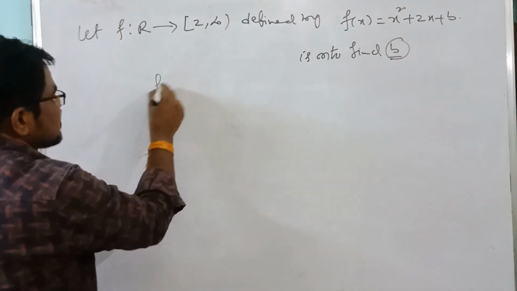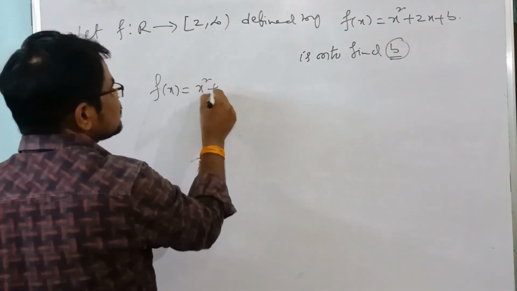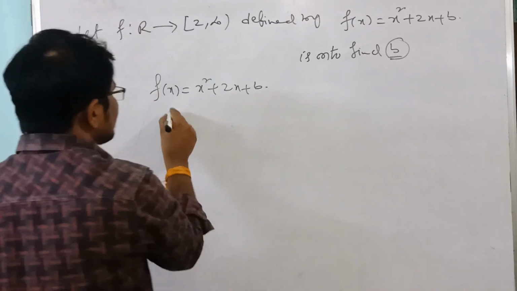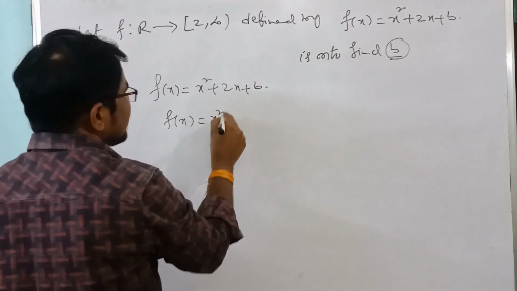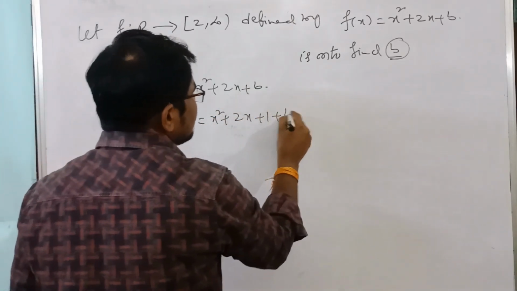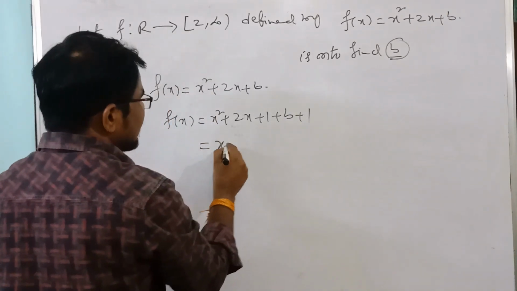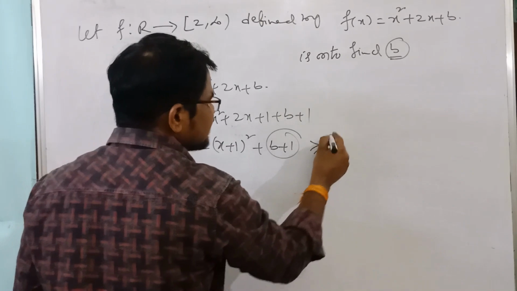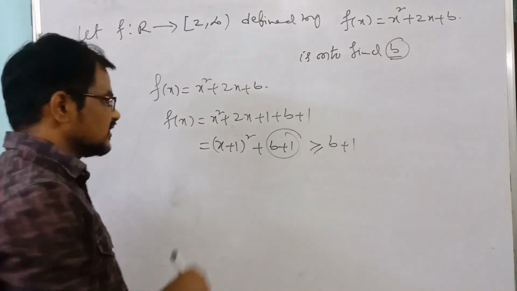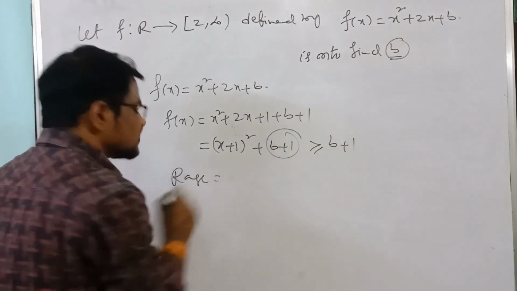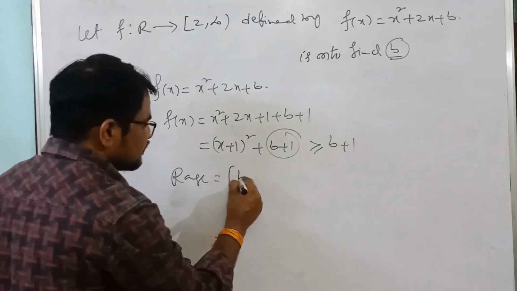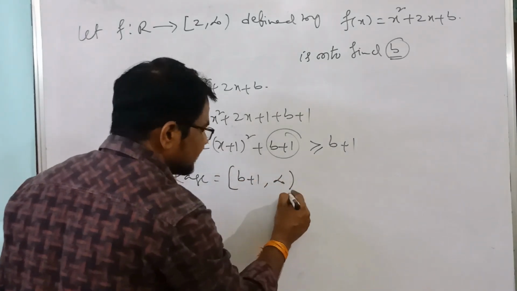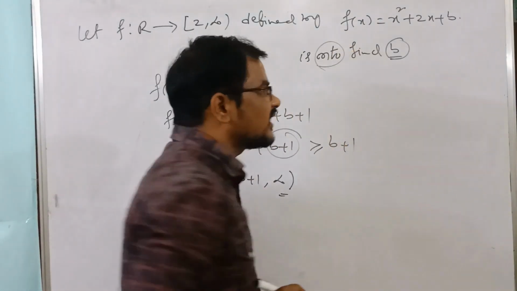Take the function, suppose f of x equal to x square plus 2x plus 3. If you write it as f of x equal to x square plus 2x plus 1 plus b plus 1, it can be written as (x plus 1) whole square plus b plus 1. So can you write it is greater than or equal to what? b plus 1. So what is the range of this function? The closed interval b plus 1 to infinity.